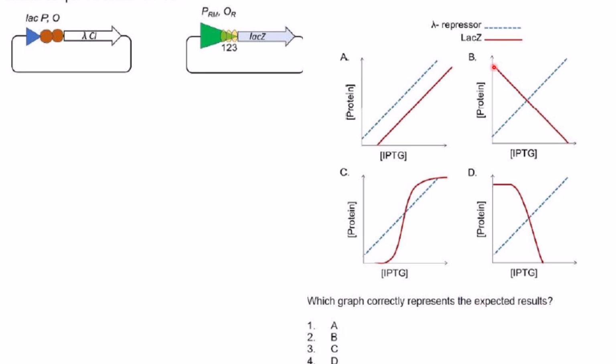This one is not going to be correct. There is no decrease in the LAC-Z concentration upon increase of the lambda C1 repressor. Here also it is not going to be negative, so this one is also not correct. Here it is not going to keep on increasing. It will repress because operator 3 is also present. So your answer is option C. That is the graph. So 3 is the answer.